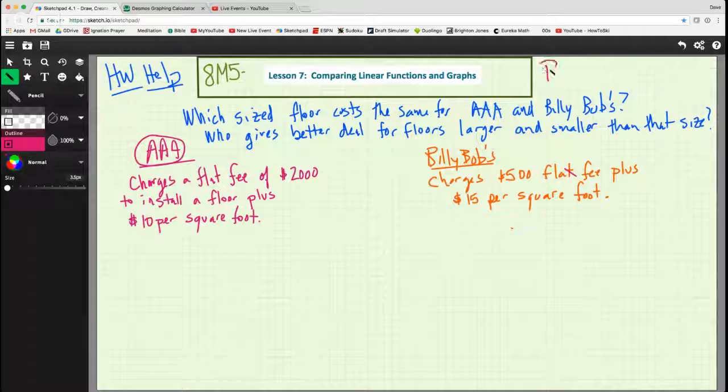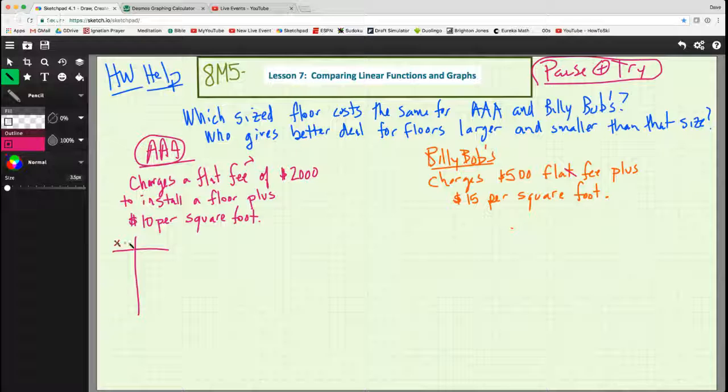So I want you to pause and try. And again, this is like one of the homework problems. Hint, hint. Okay. And let's just think, this flat fee is kind of like a starting point. That's what it costs for 0 square feet, right? I'll make a little T chart here, and X is the square feet, and then Y is the dollar cost.